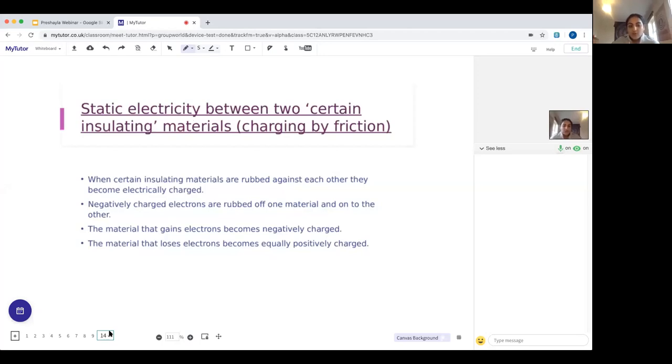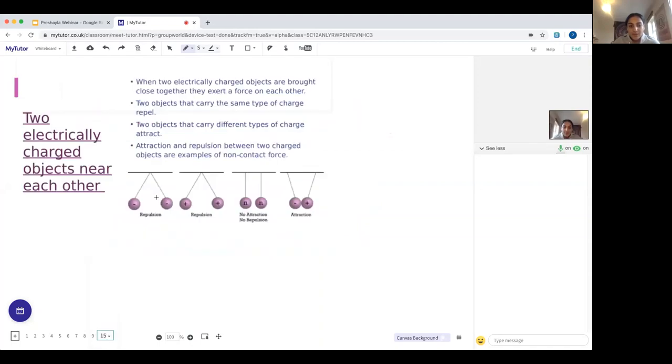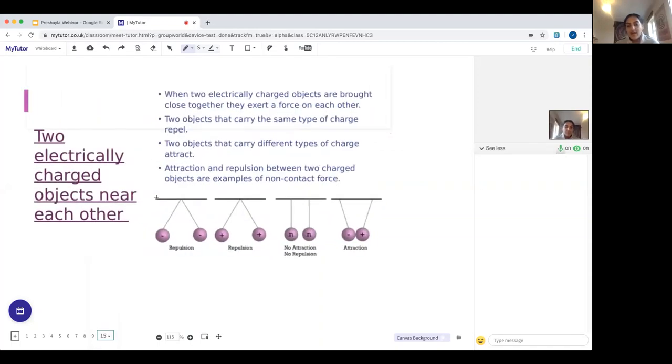Okay, so we saw that in our rubbing of the rod with the cloth in that diagram. And then we talked about two electrically charged objects near each other, and this was very similar to our magnetic fields and our magnets with the north and south poles. So if they are different charges, different poles, they attract. If they're the same charges, same poles, they repel. Okay, so as you can see in the diagrams here, like charges repel, different charges attract.